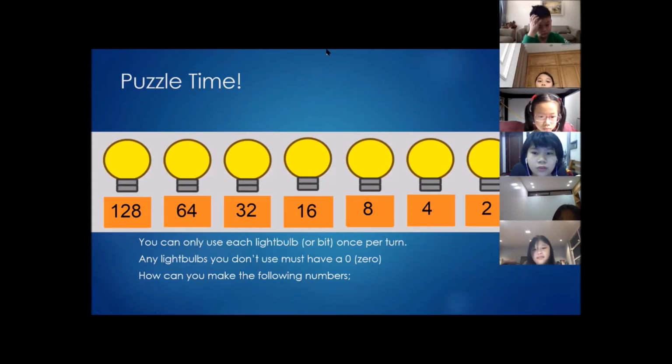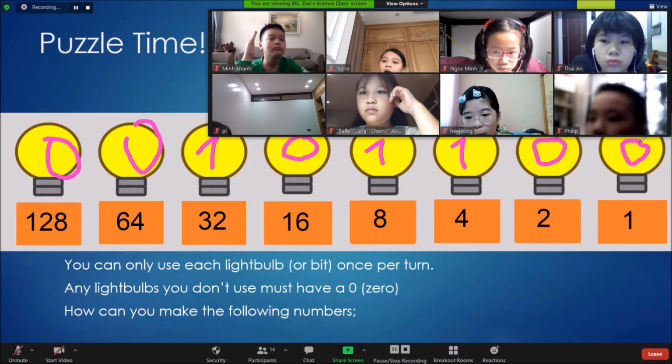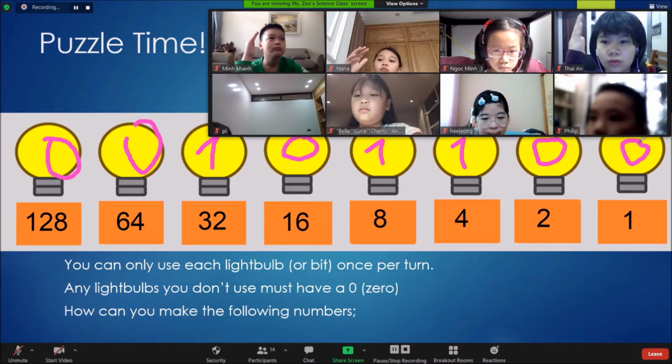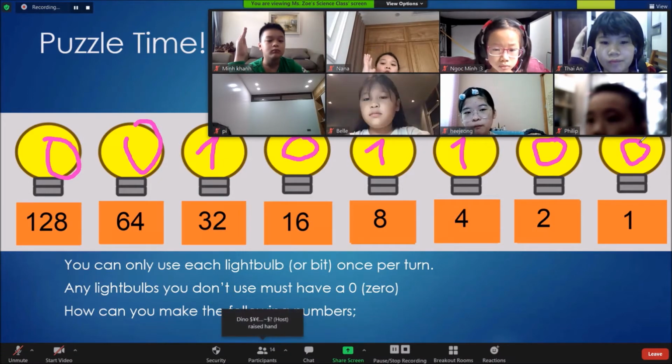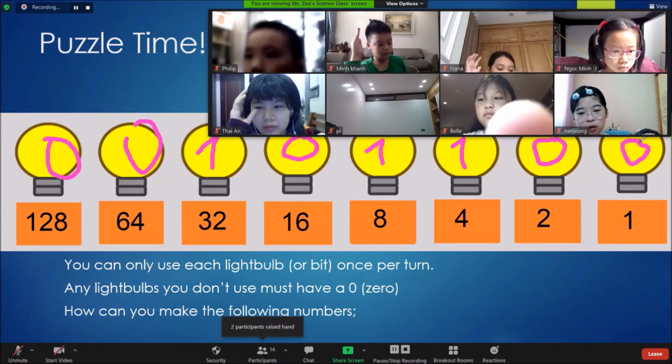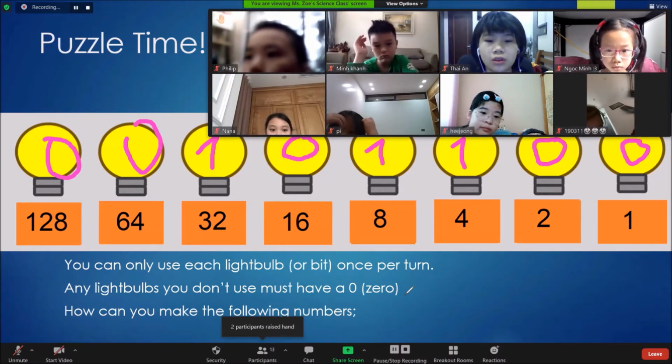But I wanted to ask you guys, what would happen if I've got that, and I've got that, and I've got that. Can anybody tell me what number this bit of binary code represents? Remember how to do it? When the light bulb or bit is on, it shows a 1, and when it's off, it shows a 0. Dino. 44. 44, exactly. Dino, how did you figure that out?